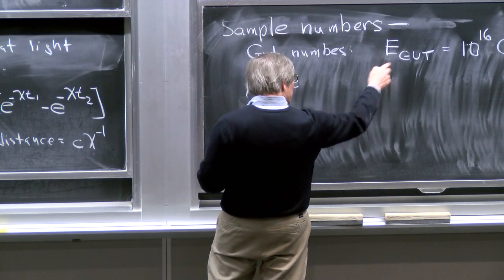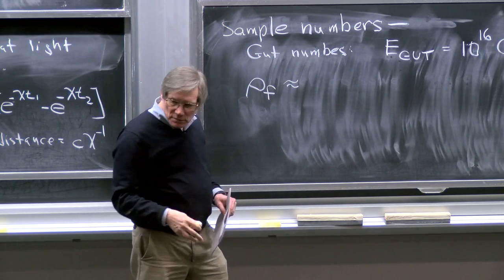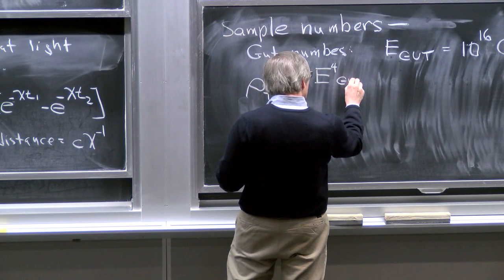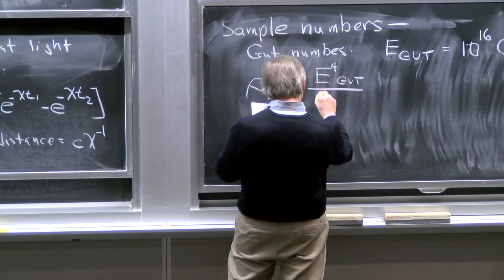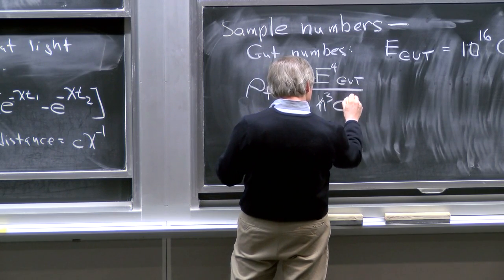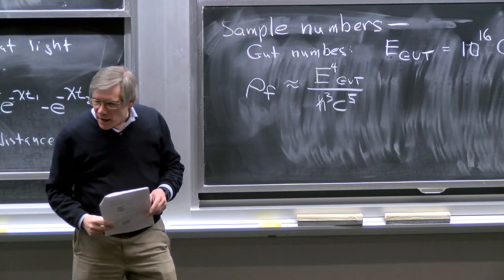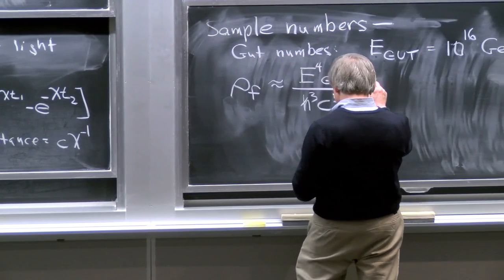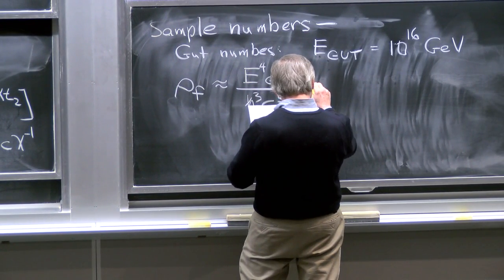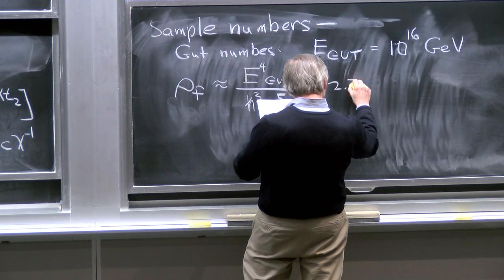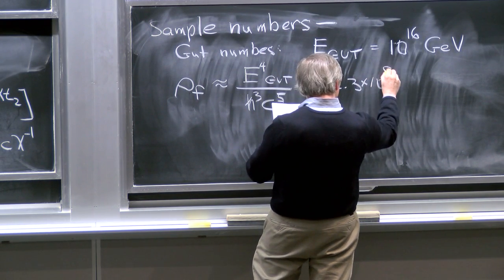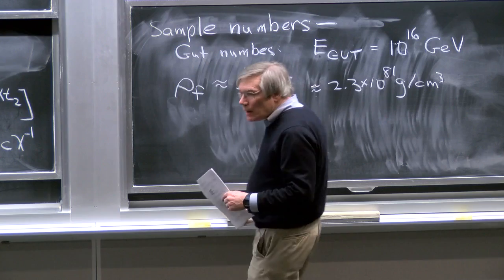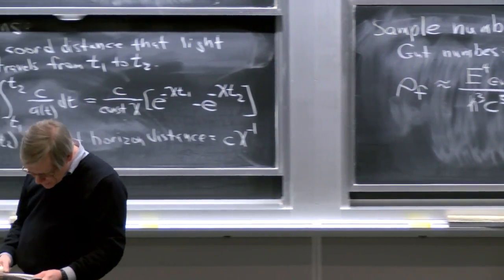If one wants to make an energy density out of E_GUT plus constants of physics, the only way to do that is to take E_GUT to the fourth power and divide it by h bar cubed c to the fifth. And you can convince yourself at home that that gives you an energy density. And you could even evaluate it numerically, or mass density, excuse me. And this is about equal to 2.3 times 10 to the 81 grams per centimeter cubed. Okay, so it's a fantastically high mass density, 10 to the 81 grams per centimeter cubed.